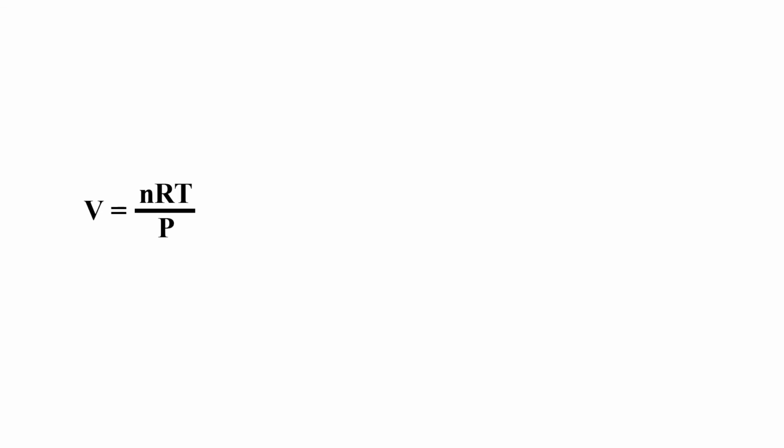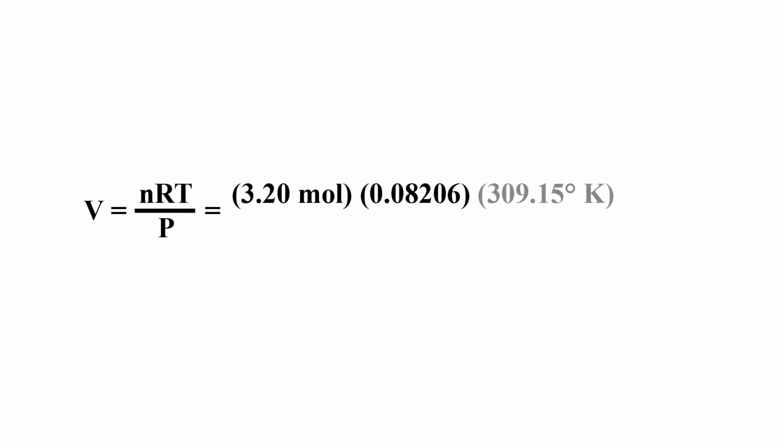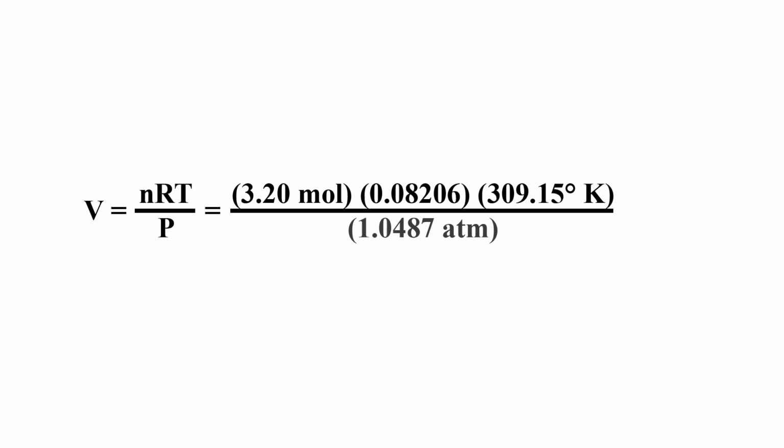So rearrange the ideal gas equation. Note that you don't use the grams value right away. The 3.2 moles times the 0.08206 gas constant times the 309.15 degrees Kelvin, all of it divided by 1.0487 atms, gives us 77.4 liters.